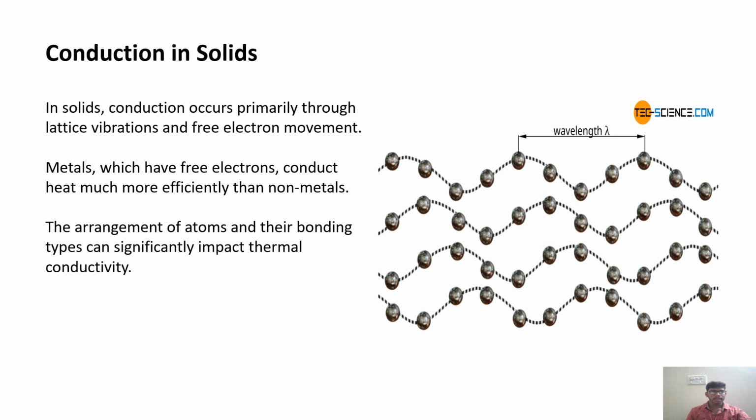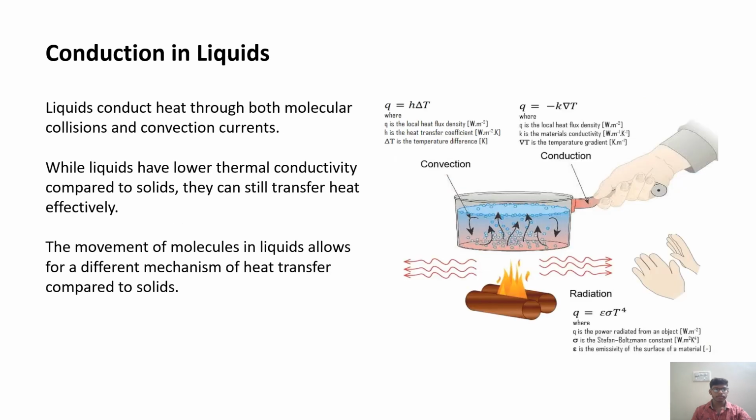Conduction in solids. In solids, conduction occurs primarily through lattice vibration and free electron movement. Metals, which have free electrons, conduct heat much more efficiently than non-metals. The arrangement of atoms and their bonding types can significantly impact conductivity.